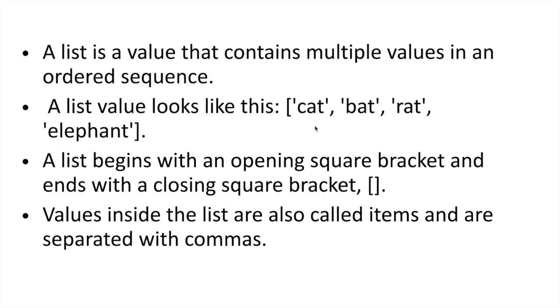For example, you can see here this list contains some strings: cat, bat, rat, elephant. This list contains strings of animals. So what does a list mean? A list contains multiple values in an ordered sequence. We have to follow some order, right?